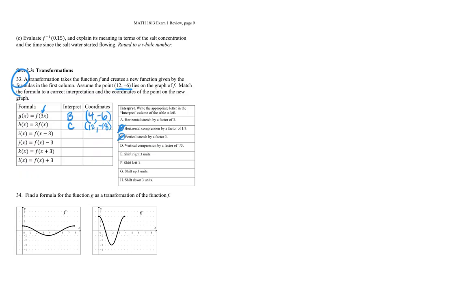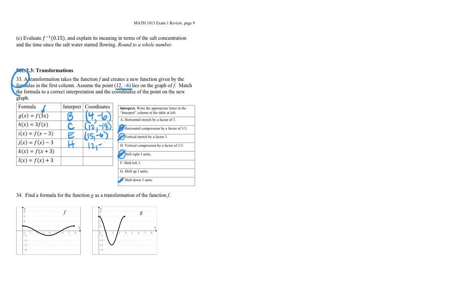Okay. The next one is f of x minus 3 on the inside. That would be a shift in the x direction, right 3 units, so that's E. So I'm going to take the x coordinate and add 3 to it. So 12 plus 3 is 15, negative 6. Okay. The next one is f of x with a minus 3 on the outside. That would be a shift down 3 units. So that's H.